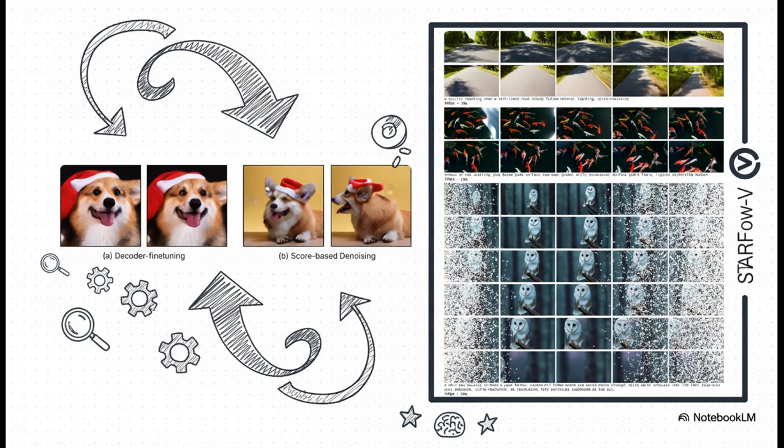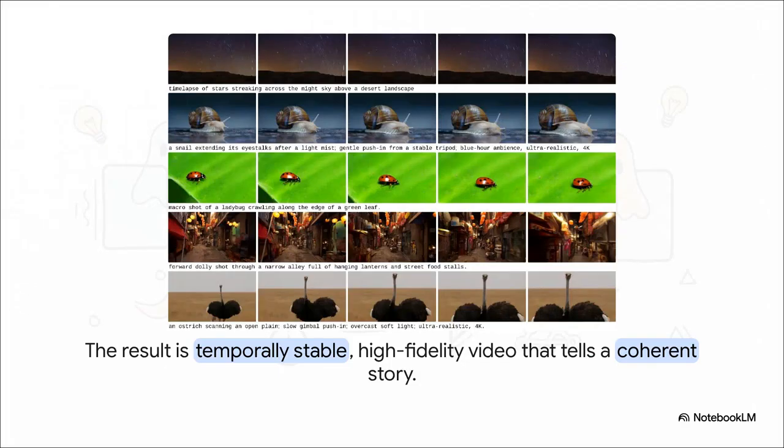And here it is. This is the visual proof. This is the real payoff. On the left, you see that competitor's video just falling apart. But look at the STARFlow-V examples on the right. It maintains the dog's identity, the lighting, the whole scene for way longer than it was even trained on. This just proves its amazing long-term memory. The end result is just beautiful, high-fidelity video. I mean, whether it's the incredibly subtle movement of a snail's eye stalks or a smooth dolly shot through a lantern-lit alley, these generations aren't just sharp, they are temporally stable. They actually tell a coherent visual story from start to finish.